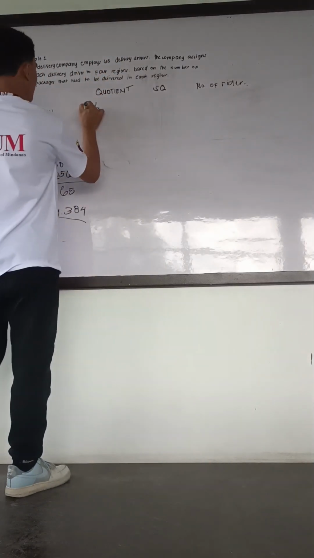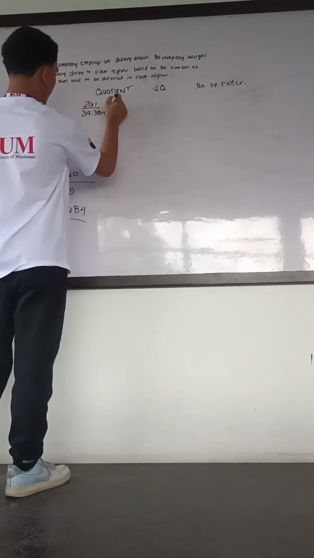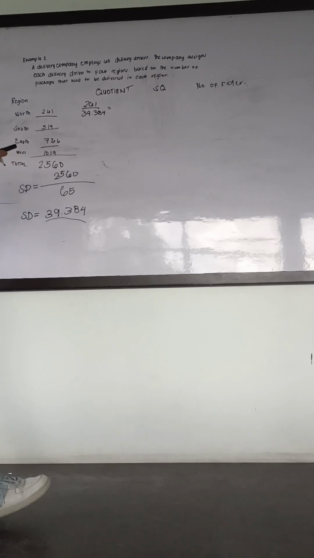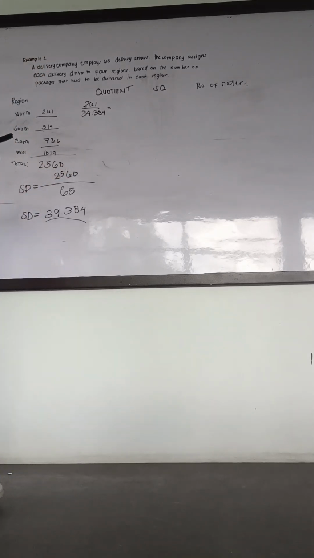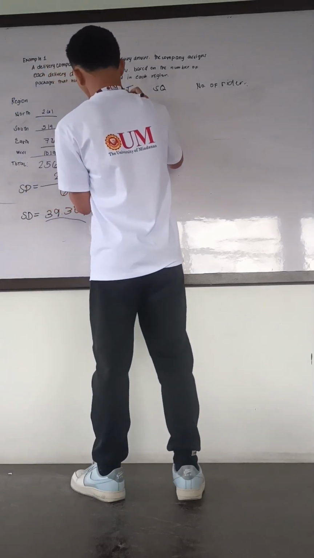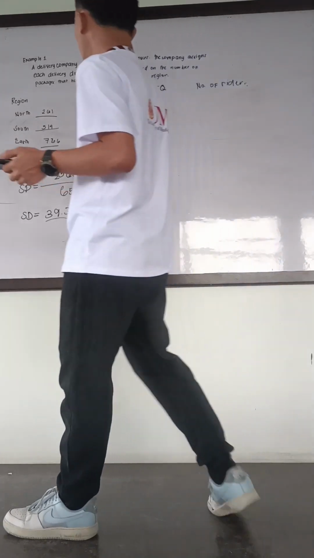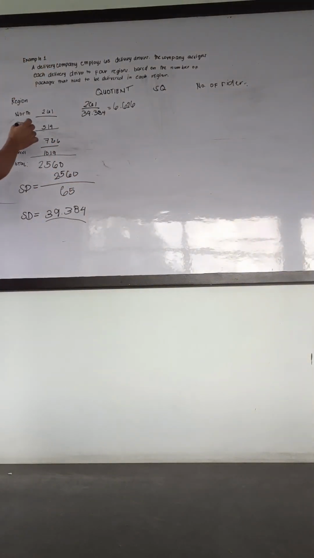So 261 divided by 39.384, we have a quotient of 6.626. Same process with the south, east, and west.